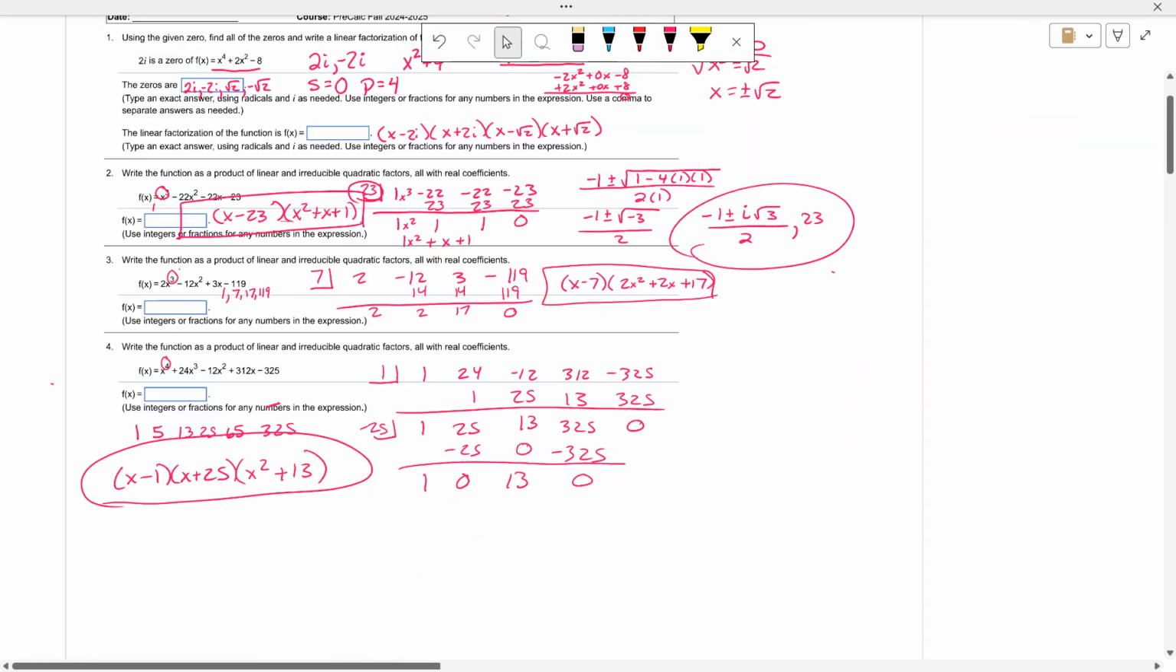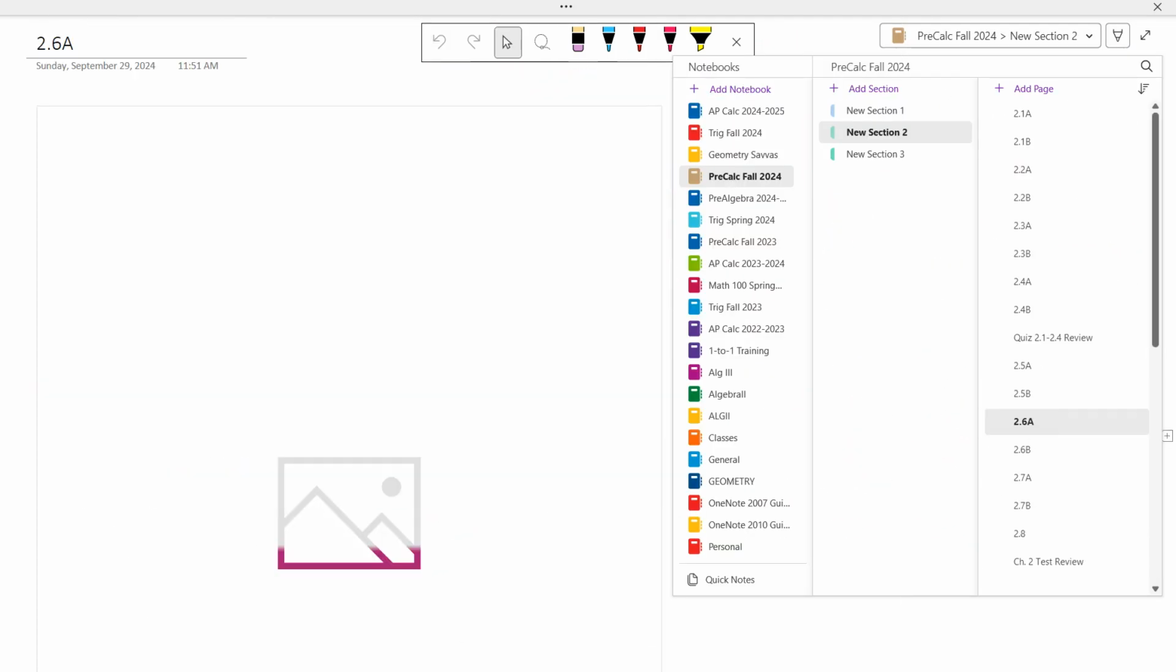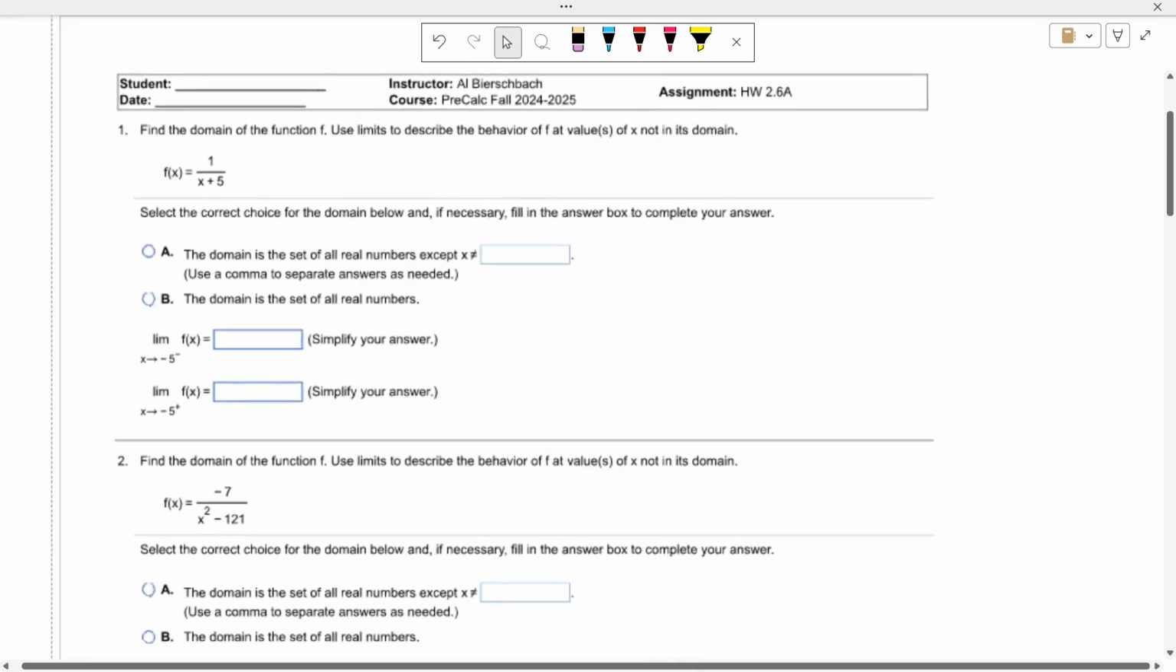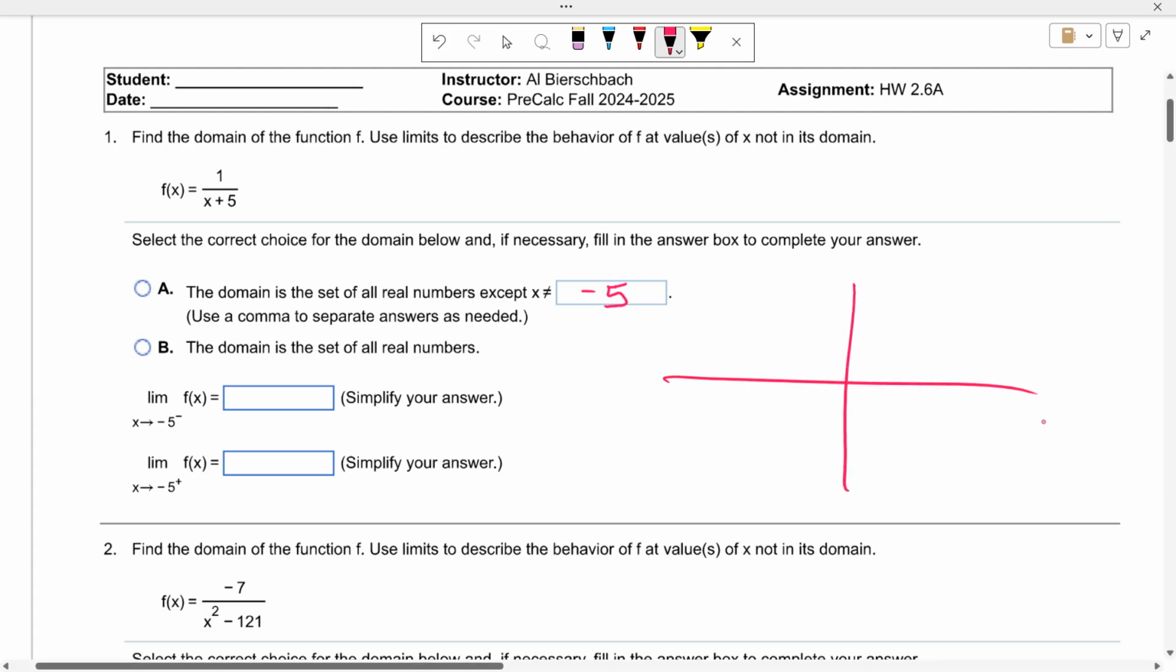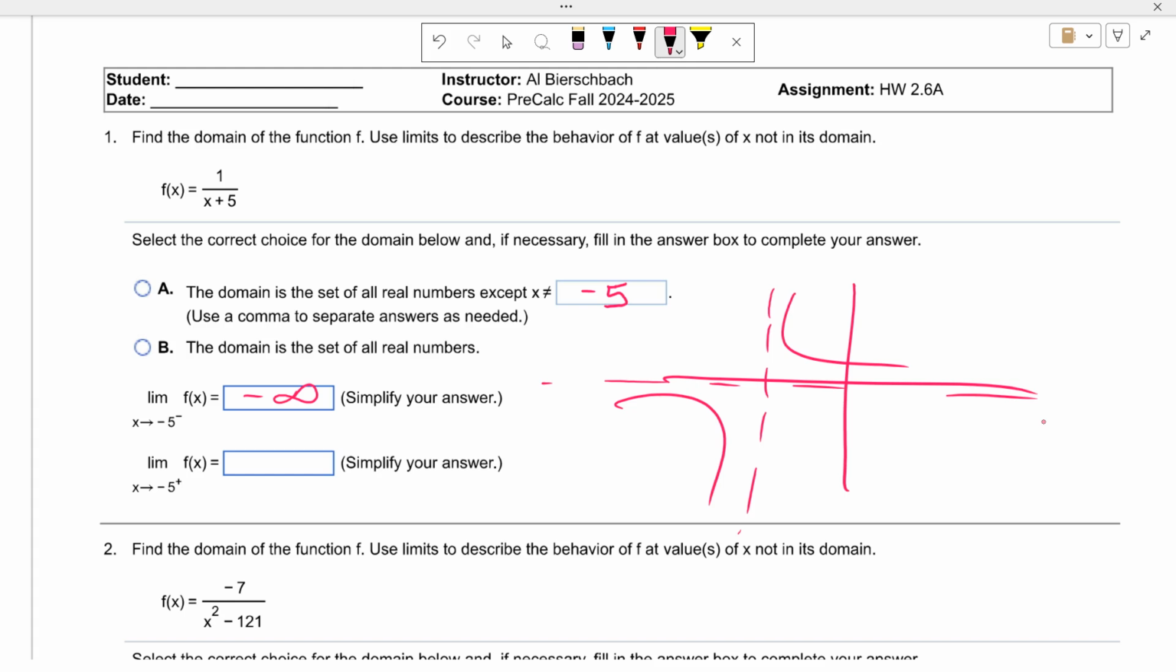All right. So quickly looking over the problems, I'm not really going to get into them too much because we've already done enough of them. You'll have to say what the domain is. So x cannot equal -5. And then for part B, since x plus 5 would be looking like this, as you go towards -5 from the left, you're going down to negative infinity. As you're going towards -5 from the right, you're going up to infinity. Okay.